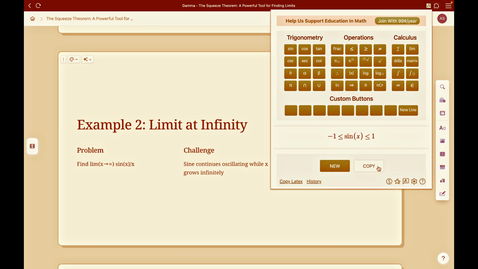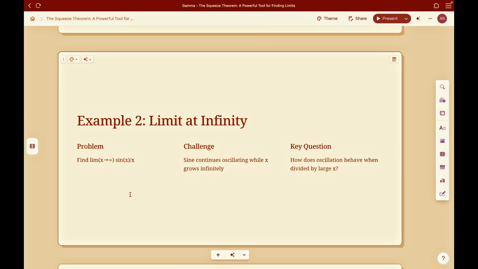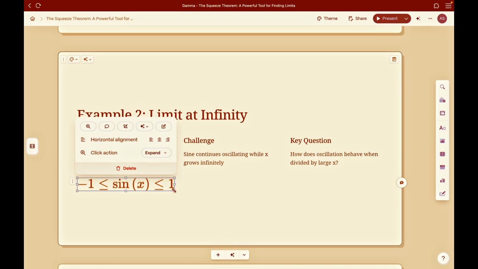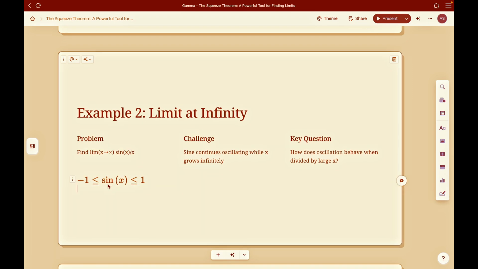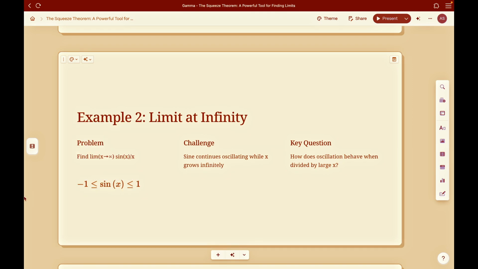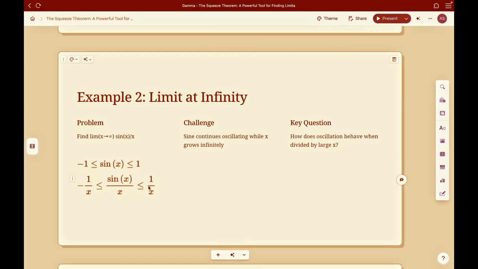Now, as you see over here, we have -1 is less than or equal to sine x is less than or equal to 1. Now, the next step in this problem would be to divide by x, because we want to get the function in the middle so we can evaluate the 2 limits. So now that we have the first 2 steps done, we can evaluate the 2 limits. As x approaches infinity, -1 over x goes to -1 over infinity, and 1 over infinity is 0, and -0 is just 0. Same thing goes for 1 over x.